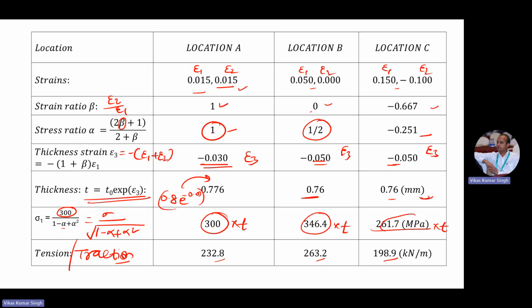So I hope this problem was easy. It was just big, meaning the content was big, and the question was asking so many things. So systematically I solved this here. Now going to the next question.